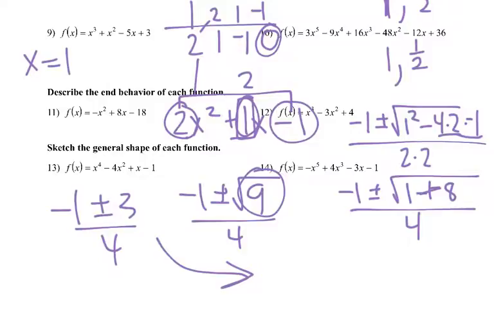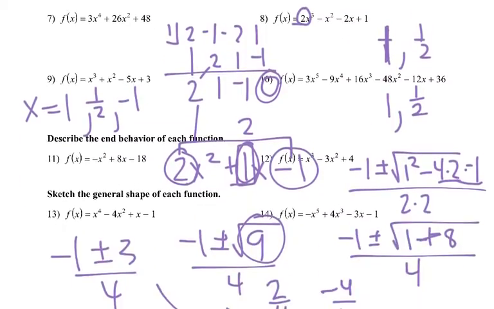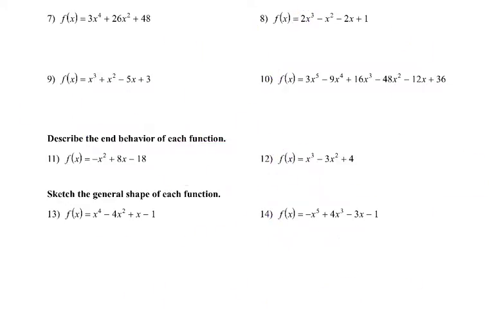So negative 1 plus 3 would be 2 over 4. Negative 1 minus 3 would be negative 4 over 4. So we'd end up having 1/2, 2 over 4, and then negative 1. So they actually end up all being reals. So yeah, you could do it that way. Now, that one worked out really easily. Usually they don't. So that's why I would say that's the last thing you want to do.